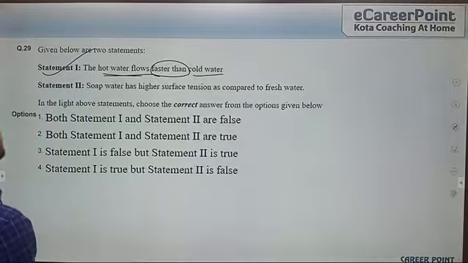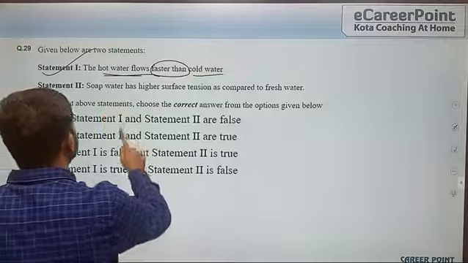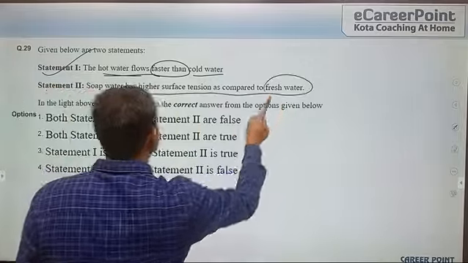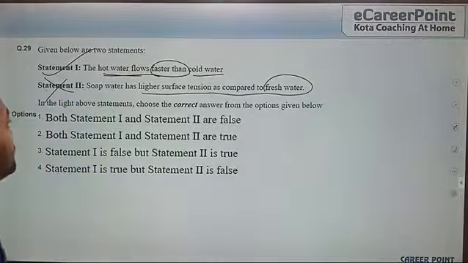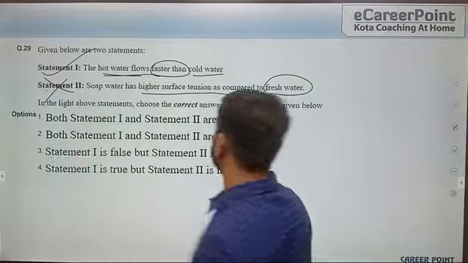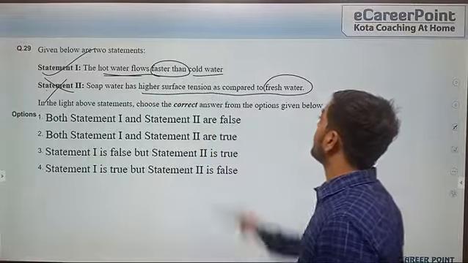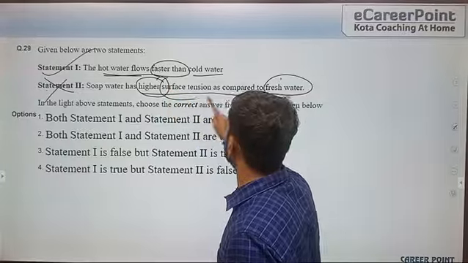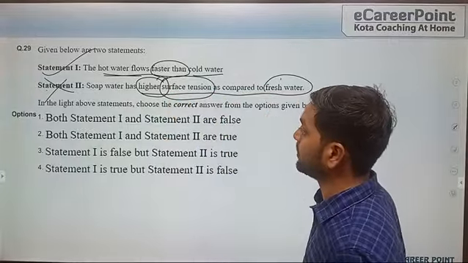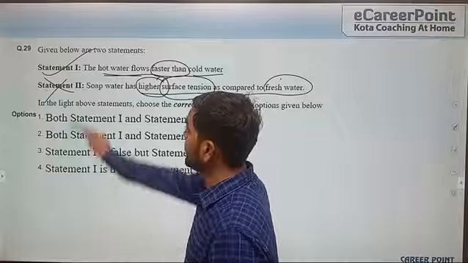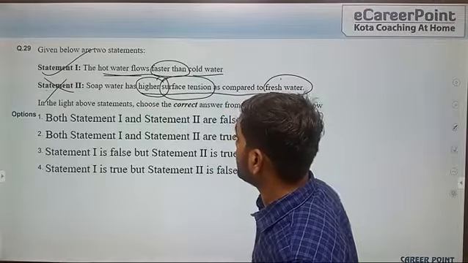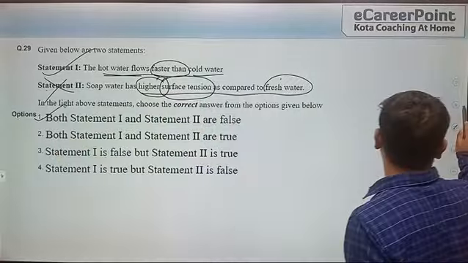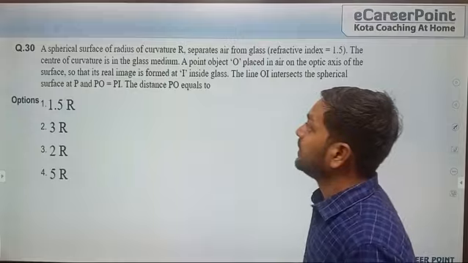And next we have statement 2. Soap water has higher surface tension as compared to fresh water. So this is wrong. We know that soap water has lesser surface tension compared to fresh water. So higher surface tension is not correct here. So statement 1 is correct and statement 2 is false. So this is the right option. Okay. Next we'll see the next question.